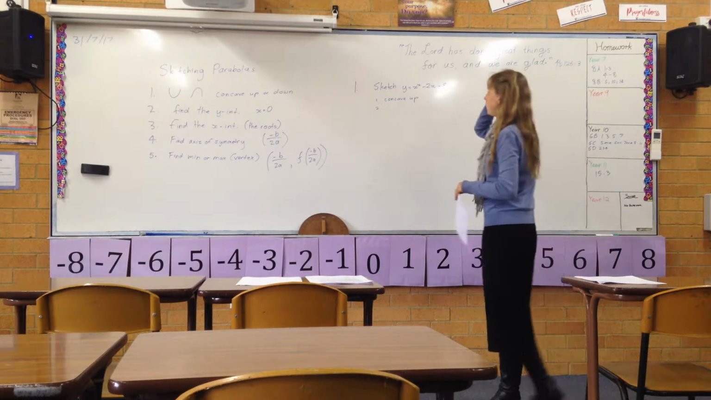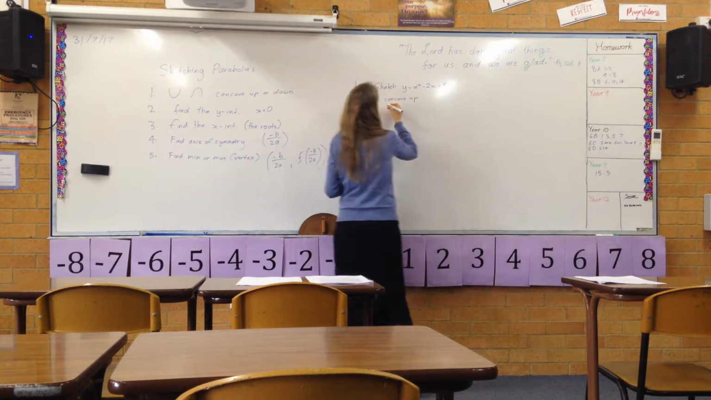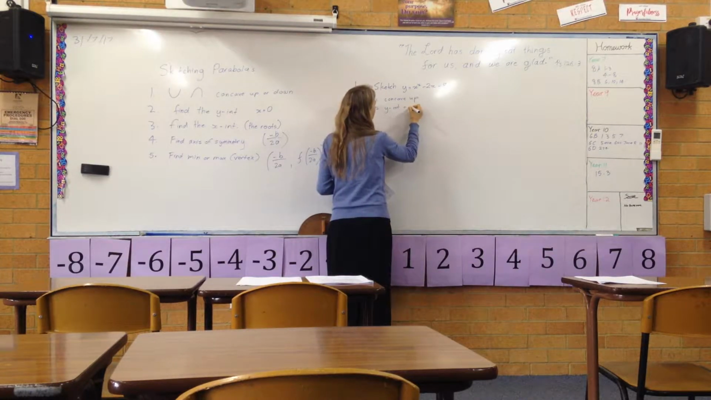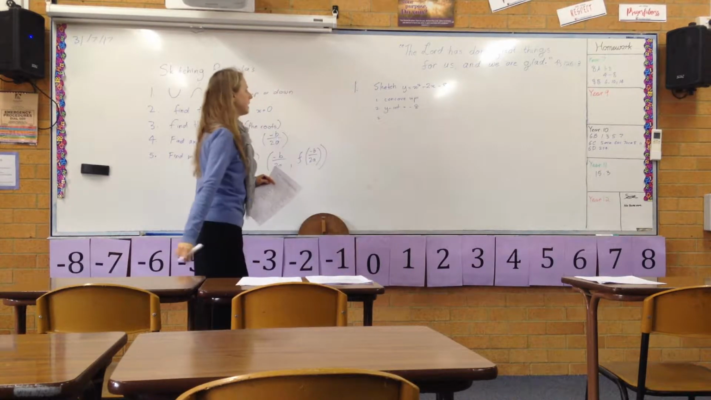Next step, we want to find the y-intercept. The y-intercept is where x is 0. So if x is 0, y equals minus 8. You've got it. Step 3, we've got to find the x-intercepts.